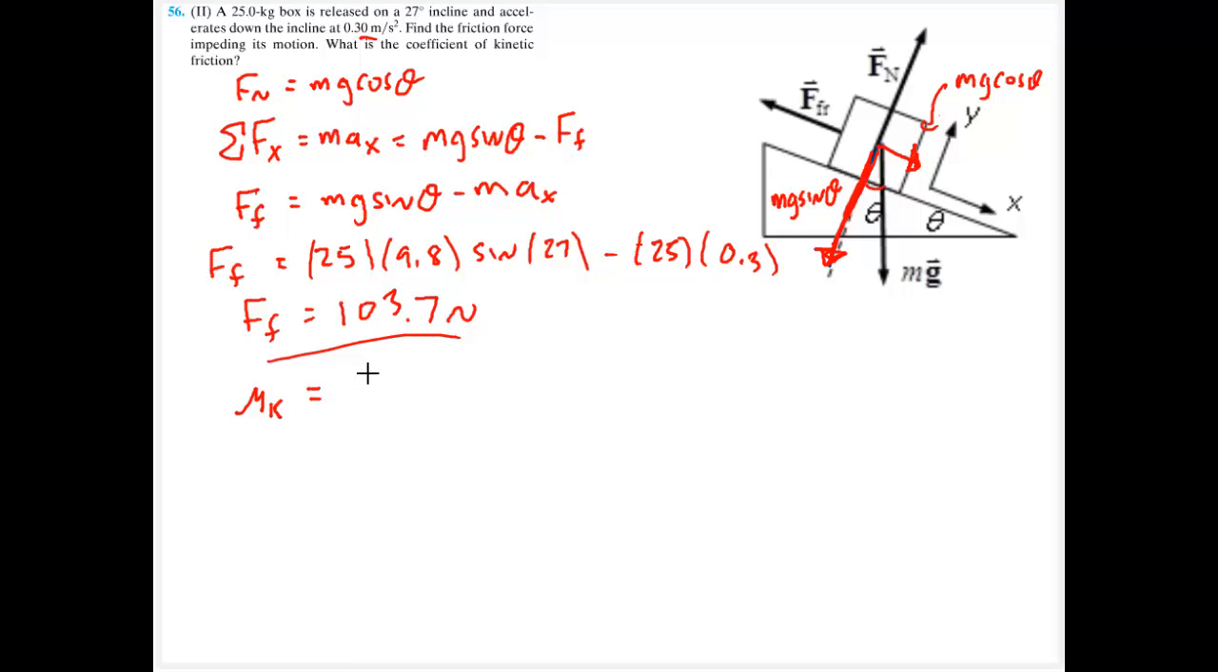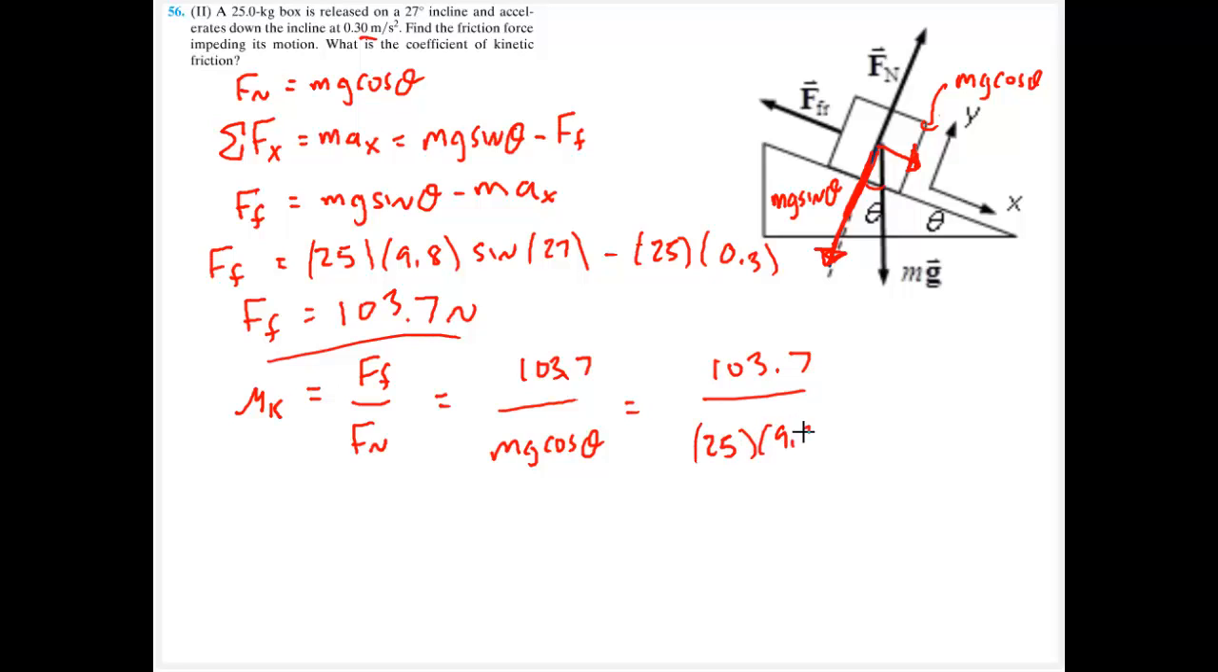I'm also looking for what the coefficient of kinetic friction is. That's simply going to be the force of friction divided by the normal force, which I know from the sum of forces in the y direction. So that's going to be 103.7 divided by mass times gravity times cosine of the angle, or 103.7 divided by 25 multiplied by 9.8 multiplied by cosine of 27, right there. So my coefficient of kinetic friction then must be 0.48.